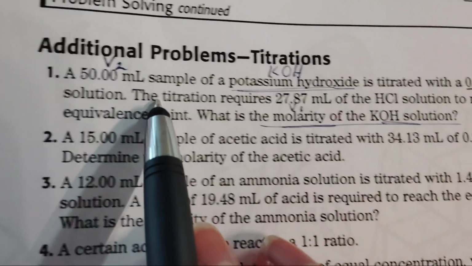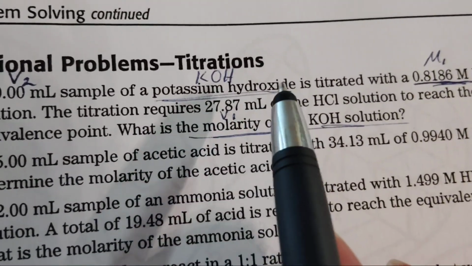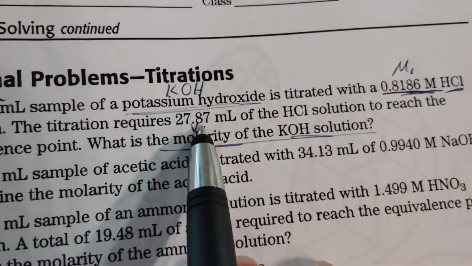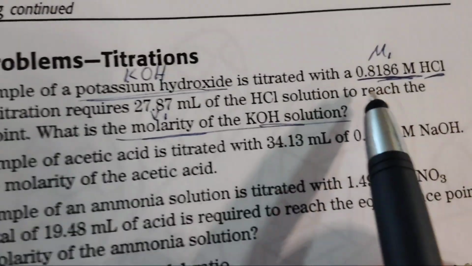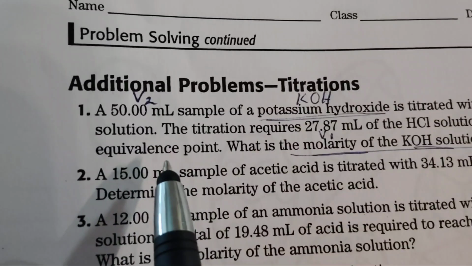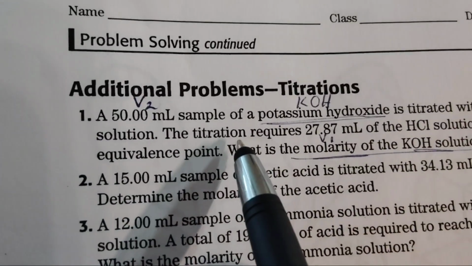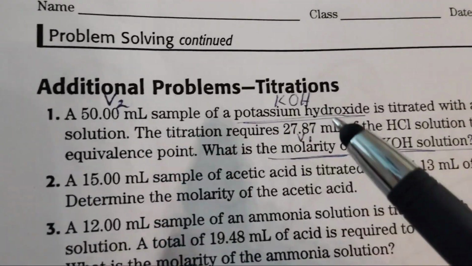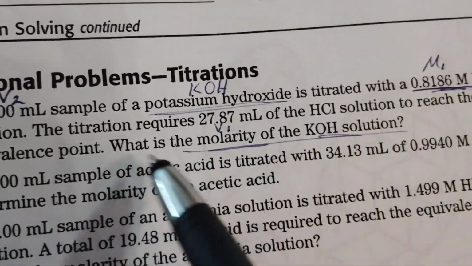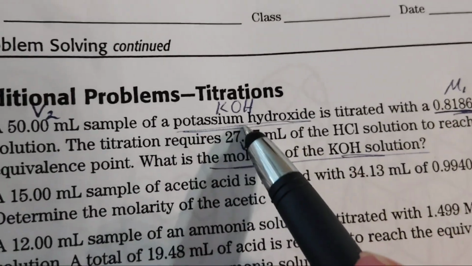And then the titration requires 27.87 milliliters of HCl solution. So this would be V1, or the volume of the acid solution, to reach the equivalence point, or the chemical balance between the two, acid and base. So what is the molarity of the KOH, or potassium hydroxide, solution?